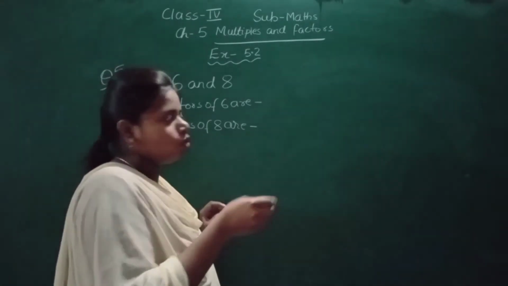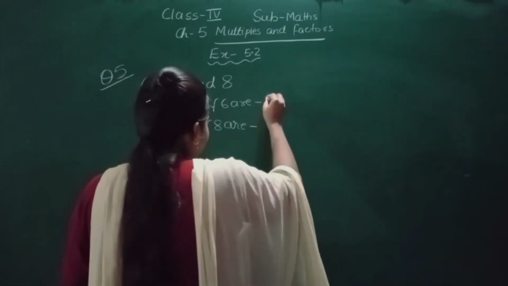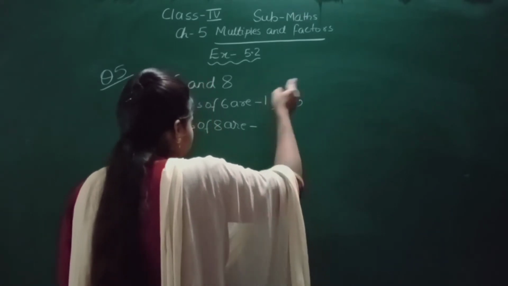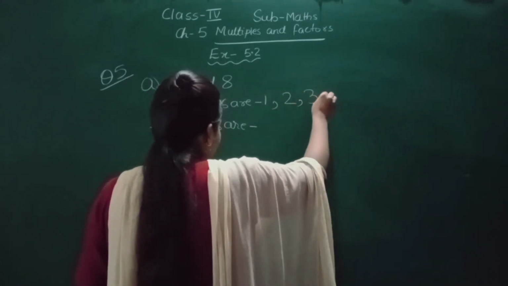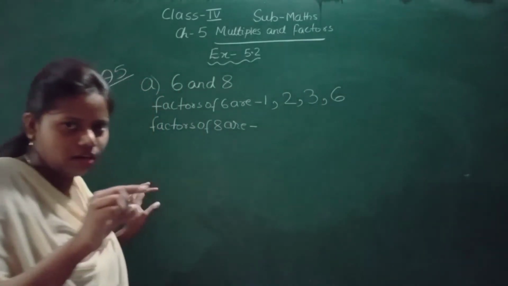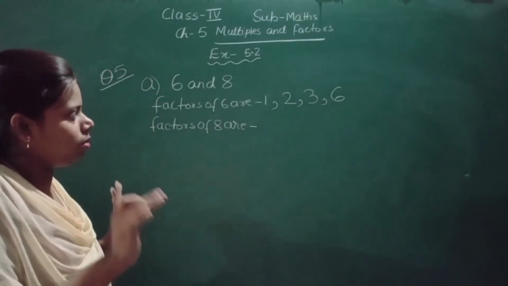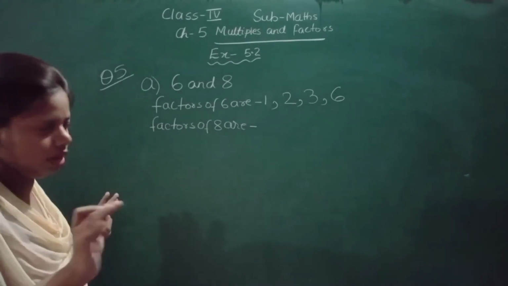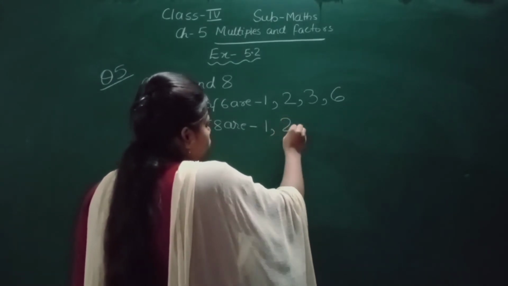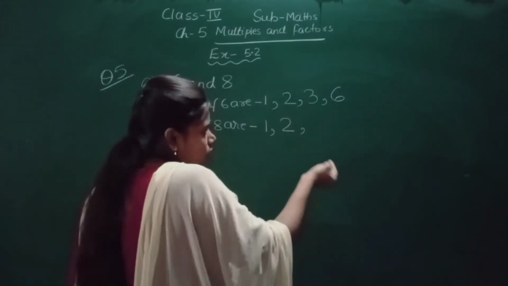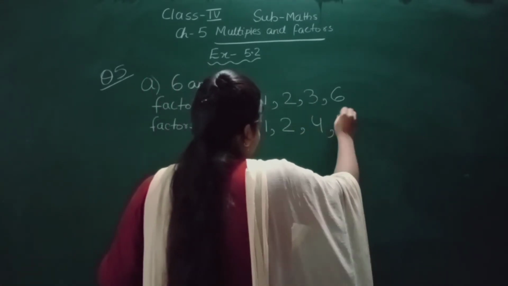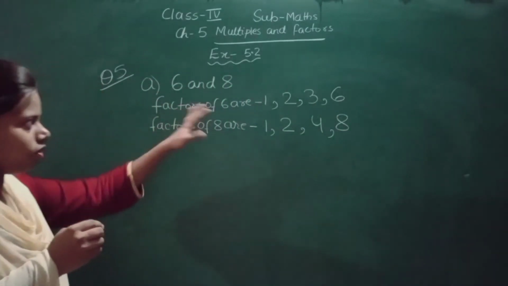Okay, so what are the factors of 6? It comes in the 1 table, so 1 is a factor, 2 is a factor of 6. In the 3 table 6 comes, so 3 is a factor and 6 itself is a factor, and 6 doesn't come in other tables, so we will not write any more. 1, 2, 3, 6 are the factors of 6. Now what are the factors of 8? 1, 2, in the 2 table it comes, in 3 not, in 4 table, 4 twos are 8, and it directly comes in its own table, 8. So we got the factors of both.